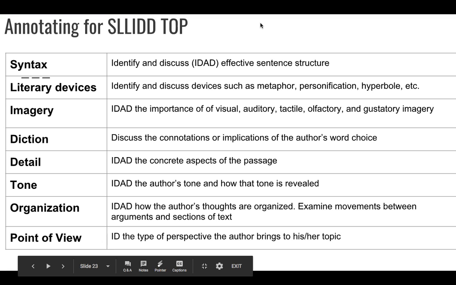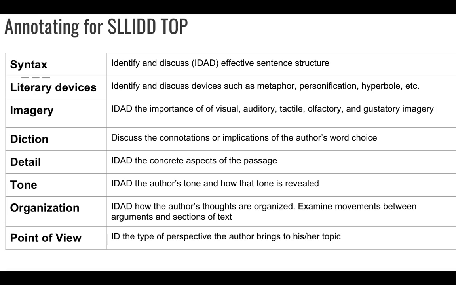So the last thing I want to talk about for annotation would be these different categories of rhetorical choices. Authors are making specific choices when it comes to things like syntax, literary devices, imagery, diction, detail, tone, organization, and point of view. You don't necessarily even have to use these particular words in your rhetorical analysis, but certainly you can. These are just categories of choices that authors make.